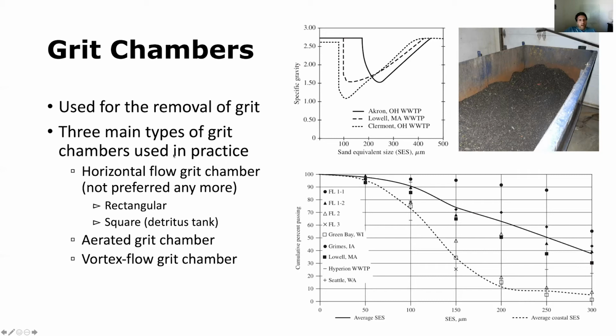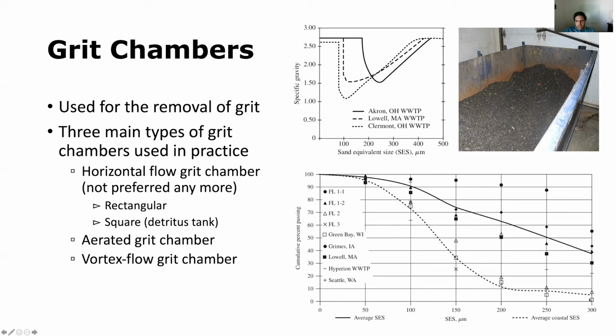You can see here that we have differences in the specific gravity with respect to the equivalent size of the grit. So there have been studies done about the characteristics of the grit that comes into wastewater treatment systems, and in general, it's been found that the larger the grit size is, the higher the specific gravity is, until you get to kind of a low point, which might range from about 100 microns to about 250 microns, where you have very low specific gravity. And then anything below that would tend to be a higher specific gravity.